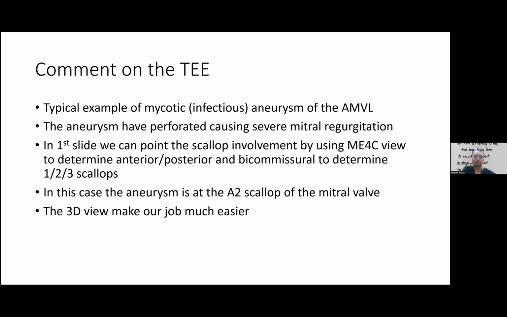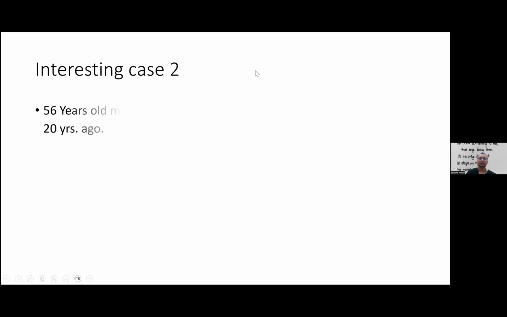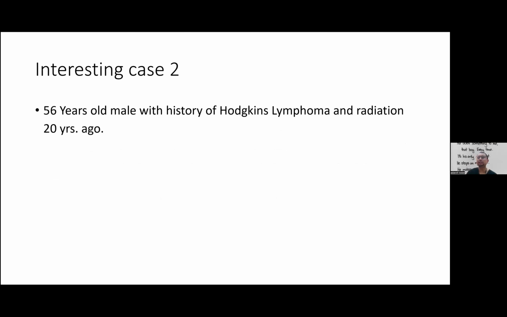So we'll just go to our second case now. We have a 56 years old male with history of Hodgkin's lymphoma and radiation 20 years ago, and basically developed severe radiation-induced aortic stenosis. So these cases are just for me to introduce to those who are not aware that a certain treatment that is involved in cancer-related therapy can also have cardiovascular side effect.